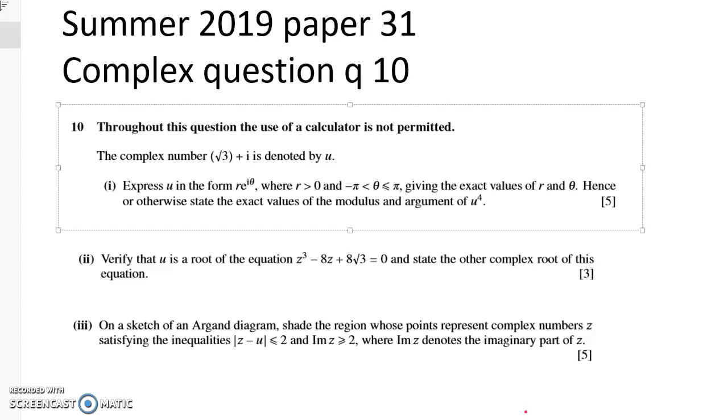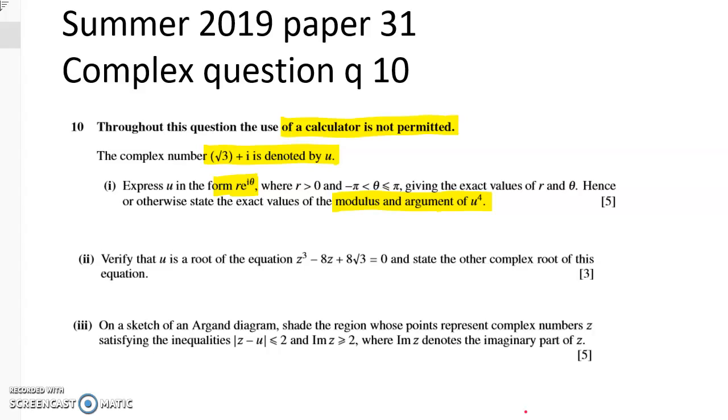Here's another A-level question, this time a complex numbers one from summer 2019. I really like it because it uses all three ideas in complex numbers, all three forms: the exponential form, polar form, and rectangular form. So the first thing we're asked to do is to take this complex number given to us by u and get it into exponential form, and then we have to also find the exact values of the modulus and argument of u to the power of 4. So as usual, this is a question where you don't touch your calculator.